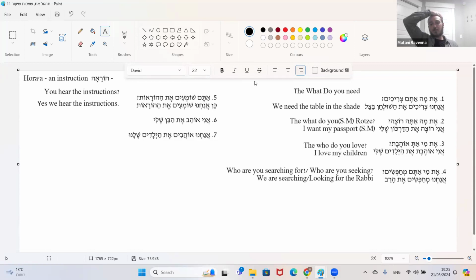6 and 7 are easier. They're statements, they're not questions. I will refresh and remind us that it was easy for me to practice this via questions, but statements always also have et sometimes. So I'll read number 6. Ani ohev et ha ben sheli. We know sheli means mine. We know ani means I or I am. And we have something specific in the middle, et ha.